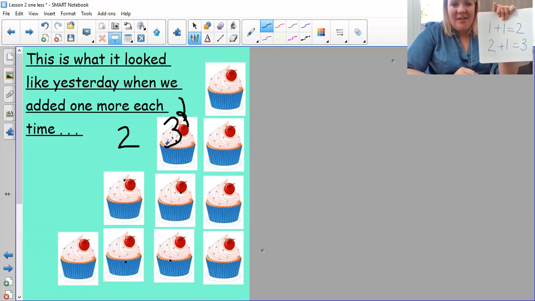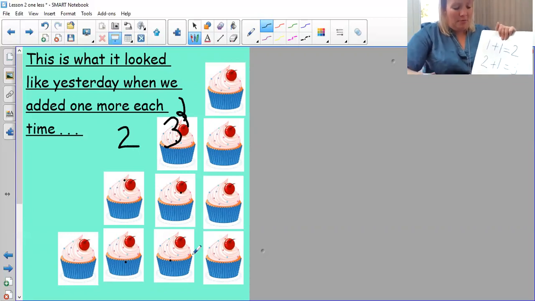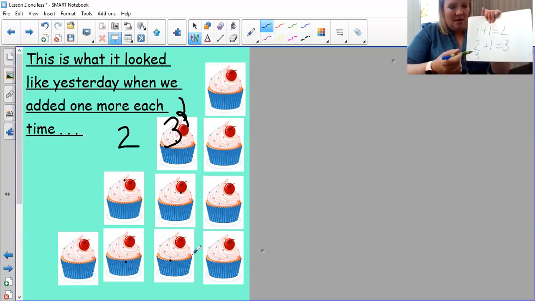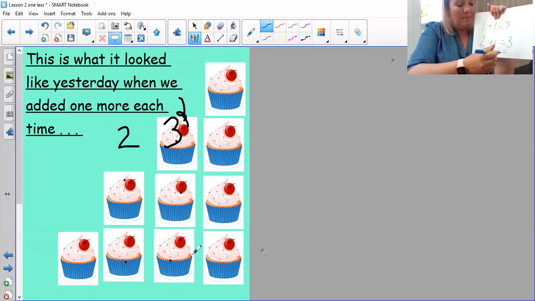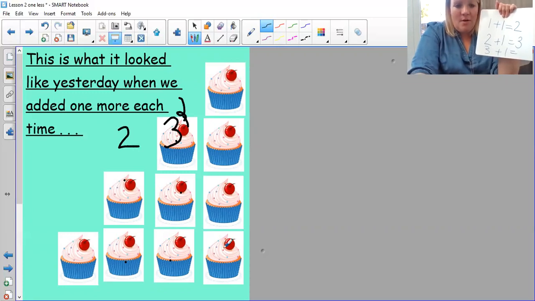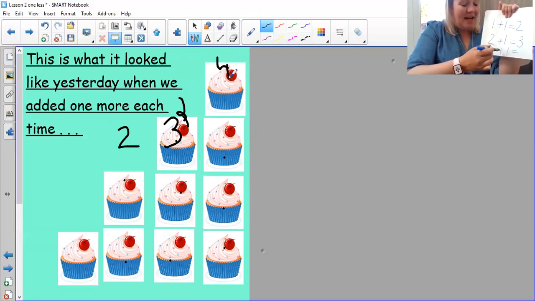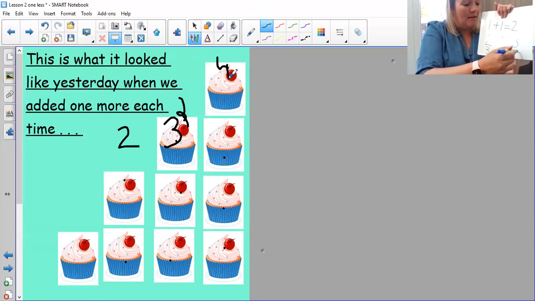Fantastic. Okay, then we could have a look again. We had 3, and I wanted to know what happened when I have 1 more, so I added 1 to it. There's my 3. 1, 2, 3, and I added 1 more to it, and I ended up with 4, because 3 add 1 more is 4.